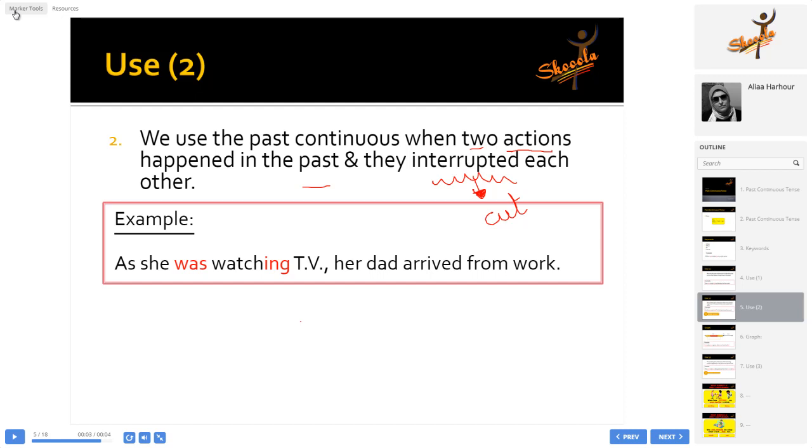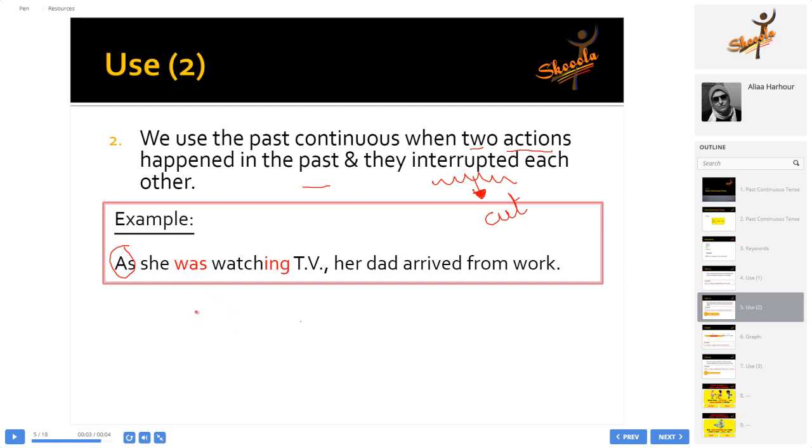But you watch TV for a couple of minutes, a couple of hours. Sometimes you watch a movie and it takes 3 hours or 2 hours or whatsoever. So watching TV is the long action, and before the idea of watching I use a keyword which is as. Again, before was watching I put a keyword which is as. So it means that as is the same as while.